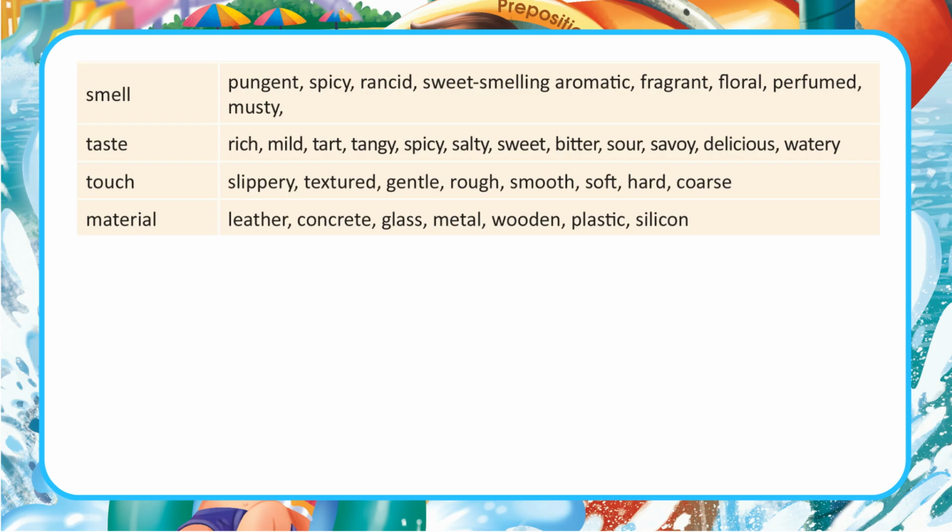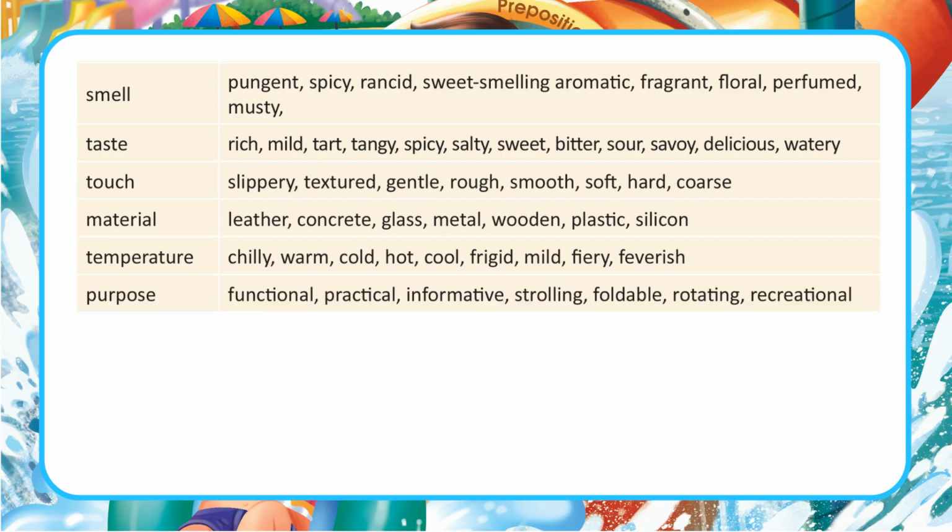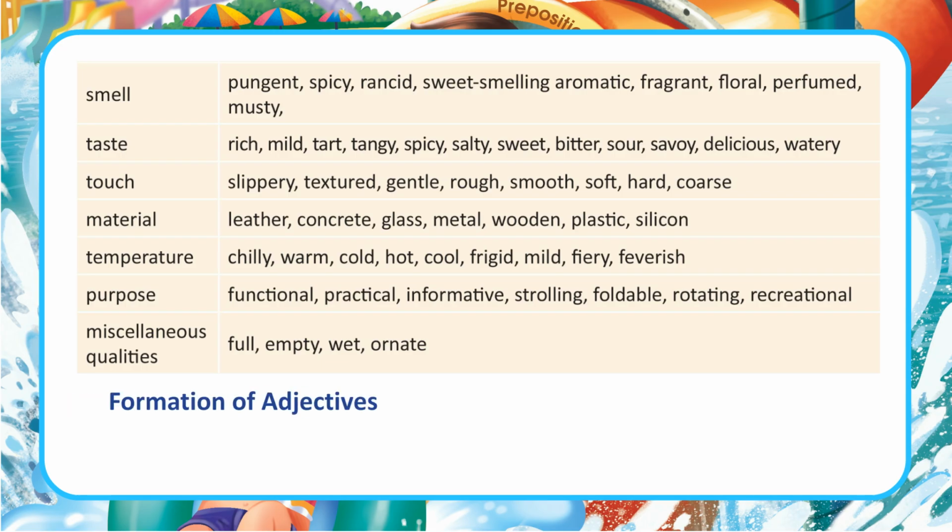Material: leather, concrete, glass, metal, wooden, plastic, silicon. Temperature: chilly, warm, cold, hot, cool, frigid, mild, fiery, feverish. Purpose: functional, practical, informative, strolling, foldable, rotating, recreational. Miscellaneous qualities: full, empty, wet, ornate.